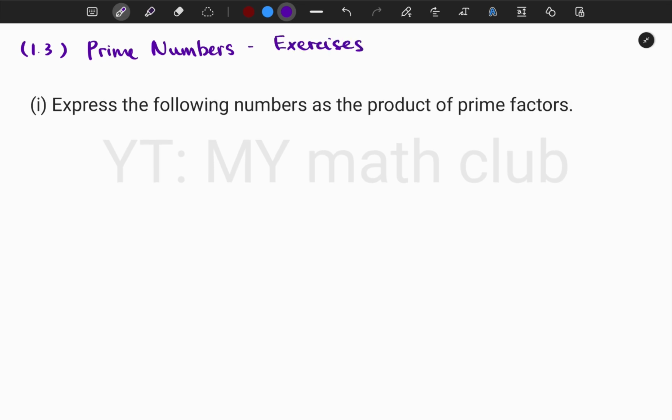Okay, welcome back. Today we're going to be looking into some exercises on prime numbers. So let's just get started with question 1. Express the following numbers as the product of prime factors.